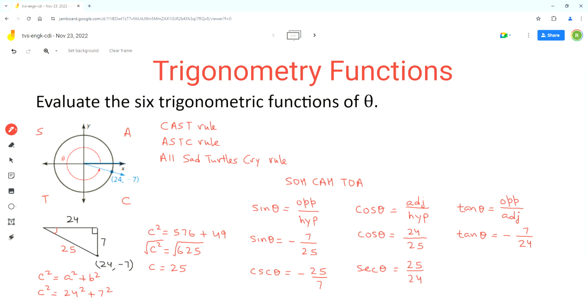Next, we can evaluate cotangent theta. Cotangent ratio is the reciprocal ratio for tan, so we should flip the fraction we got for tan theta to get the answer for cotangent theta. This should be the final answer for the value of cotangent theta.